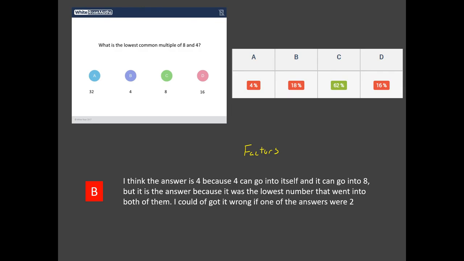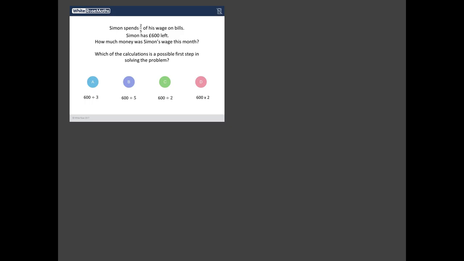Okay. We're building up here for the worst answered question out of those three, and it is this one here. Now, this is a tricky one. It's a wordy one. Wordy ones always take a bit of understanding, a bit of deciphering. It's got fractions chucked into the mix as well. So Simon spends 2/5 of his wages on bills. He has 700 quid left over. How much money was Simon's wages this month?